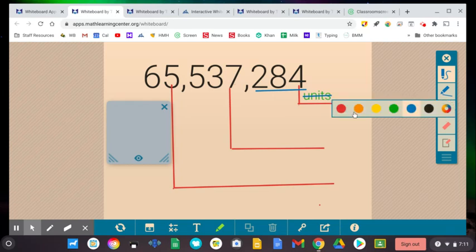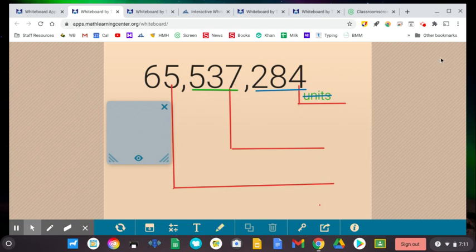Let's do those. How about in green? Okay. So we're going to look at this group of three numbers. Remember, this group of three numbers we thought of as units, 284. But now between this comma and this comma, we have a new group of numbers. It's like a family or like a last name. And we would think about what is in this column.